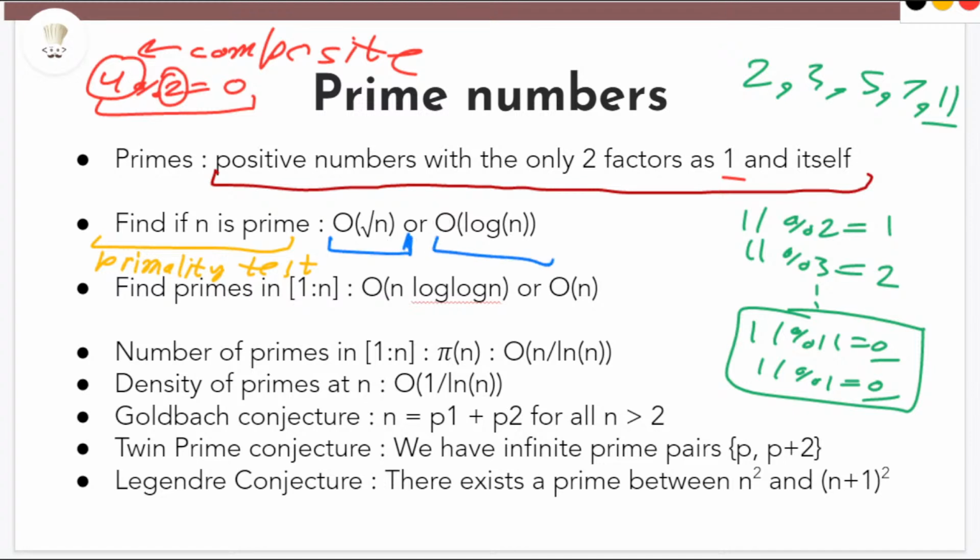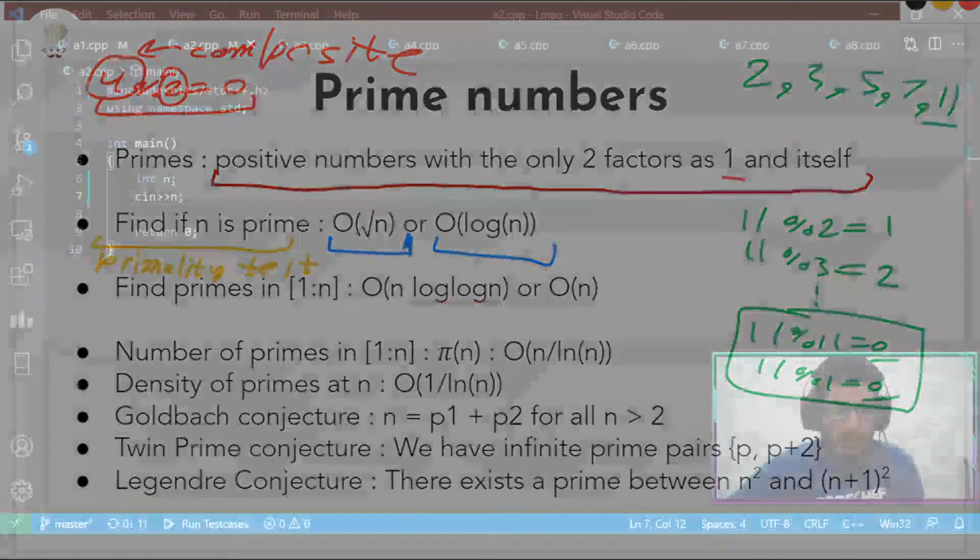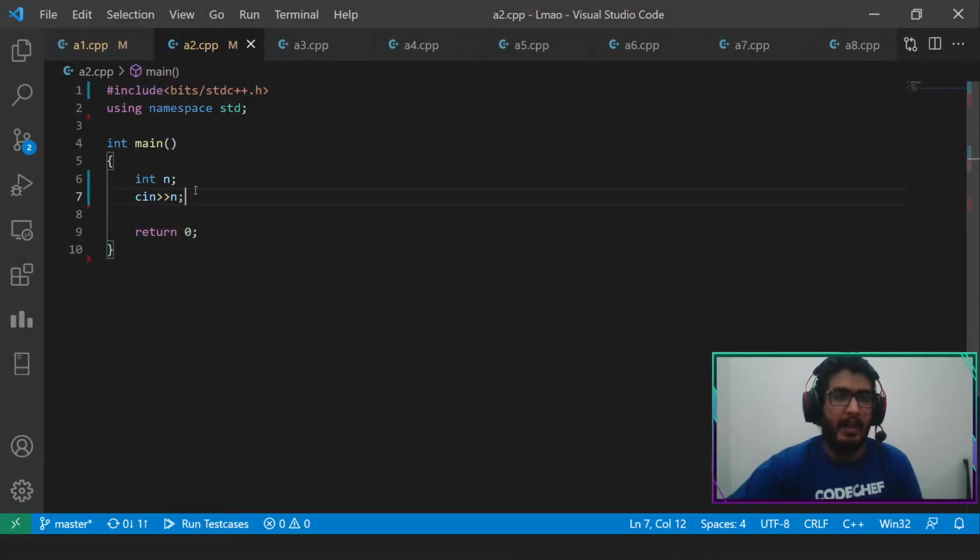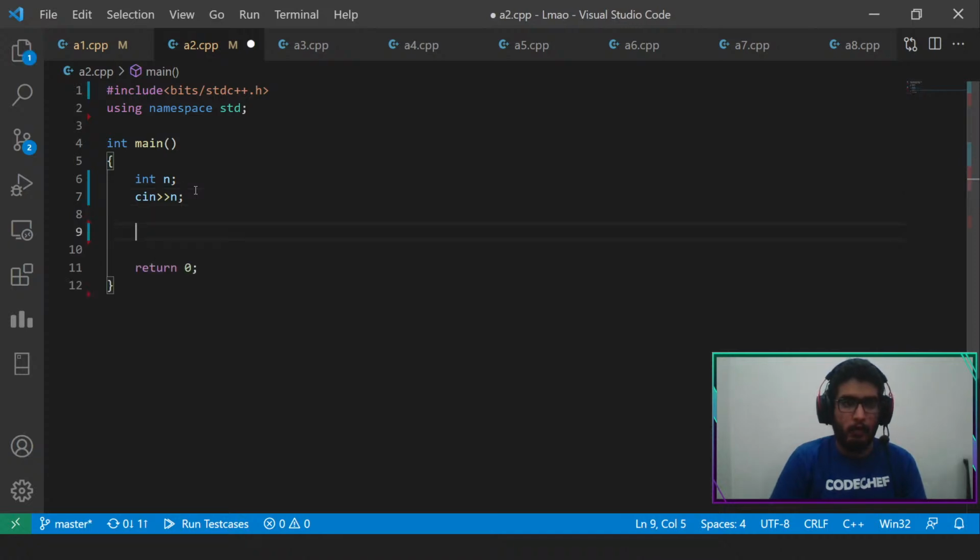There are logarithmic time complexities as well, but I'll explain that in a bit. First, let us code this square root time complexity algorithm. Let me switch my screen real fast. Yeah. So here we have already taken an integer n. We want to find if this n is prime or not. Let's take a bool prime is equal to true. We are assuming that the number is prime right now, right?